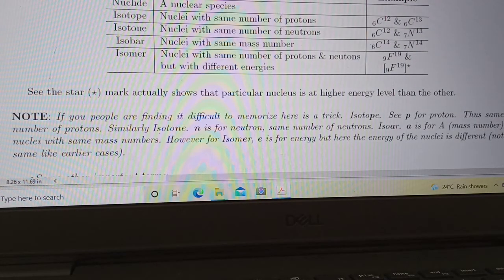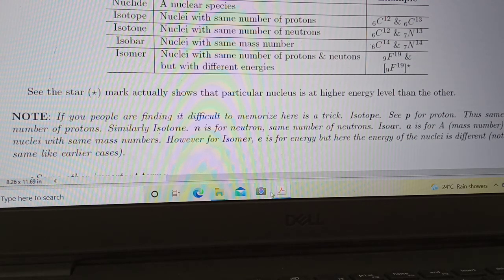Next, there is a trick discussed in this note, which is prepared by Dr. Ubakul Muhanda. For isotopes, P is the number of protons, which is the same. For isotones, N is the neutron number, so the same number of neutrons. For isobars, A is the mass number, so the same mass number.